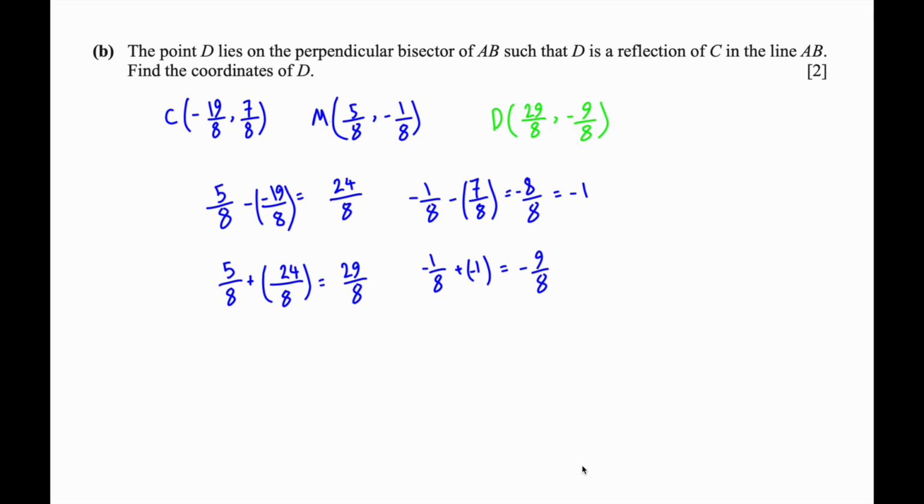Question number 7, part B. I'm told that the point D lies on the perpendicular bisector of AB such that D is a reflection of C in the line AB. Find the coordinates of point D.